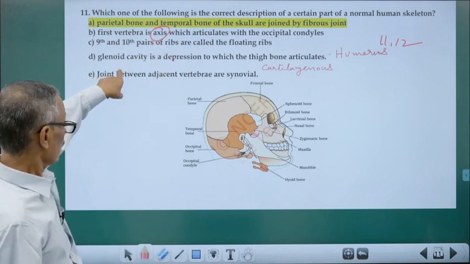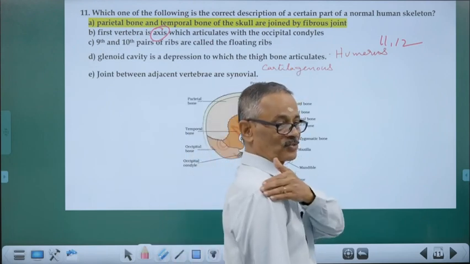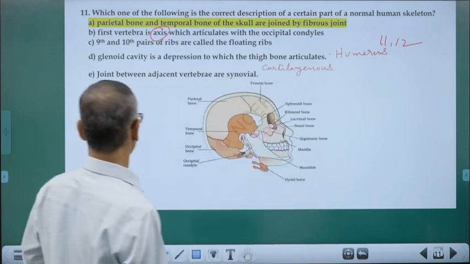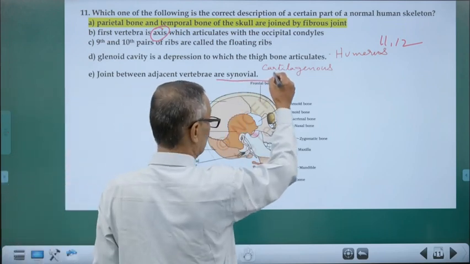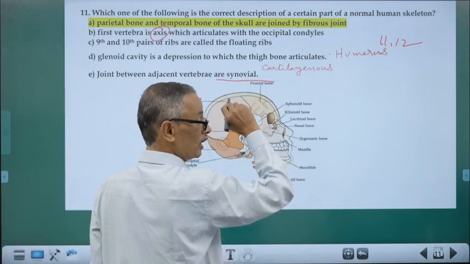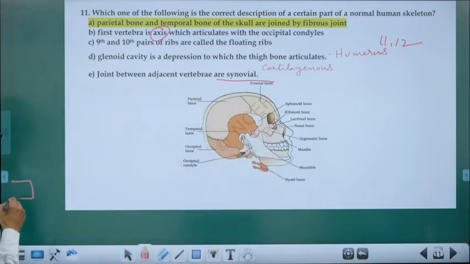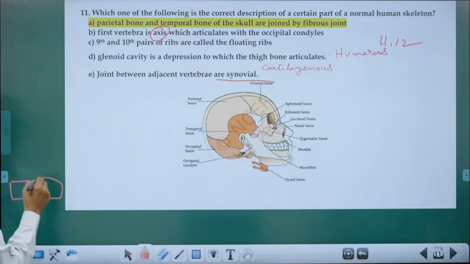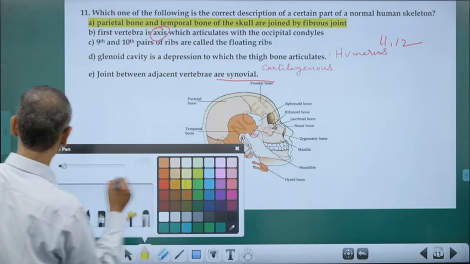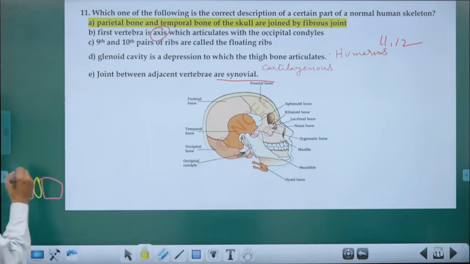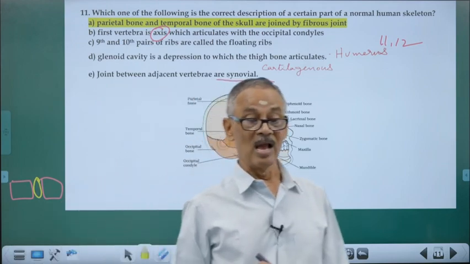Glenoid cavity is a depression to which the thigh bones never attach, it is the humerus that is attached. Joint between adjacent vertebrae are synovial. Synovial joints are freely moving. No, it is cartilaginous. Neighboring vertebrae are connected together by intervertebral disc. This intervertebral disc is allowing some degree of movement. So it is slightly movable.